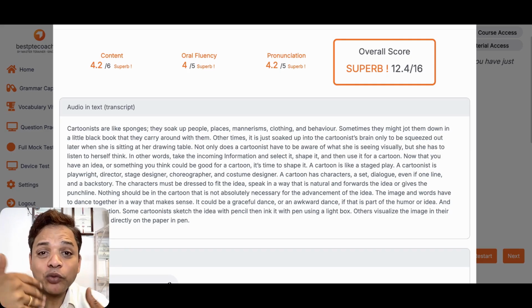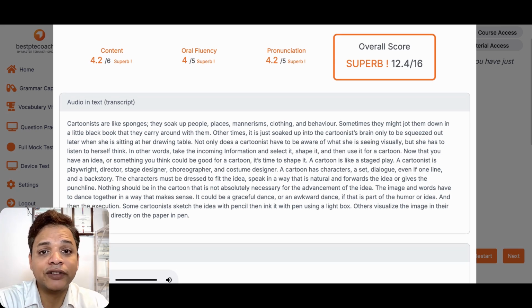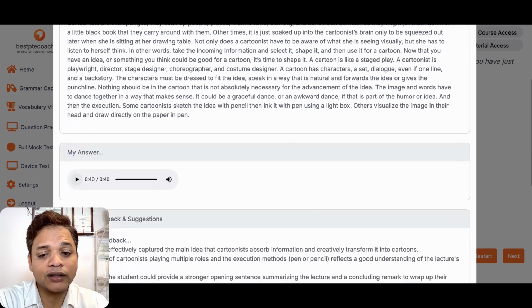But if you wish to improve in a short span of time, you want to improve your Retell Lecture in a short amount of time, you need to get detailed feedback on your answers. Then you can improve in this task quickly. So our portal is the first portal in the world to give detailed feedback like a trainer. Okay, look at that feedback.